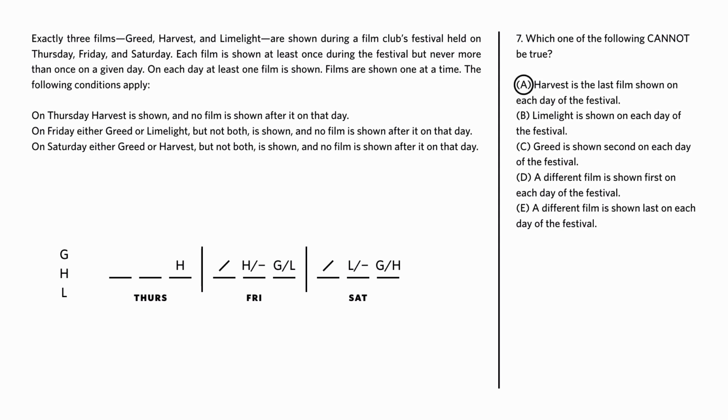Now, if you were certain of that answer, you could select it and move on. If you weren't certain, you could check that each of the remaining answer choices could work in the diagram, and in fact, they all can.